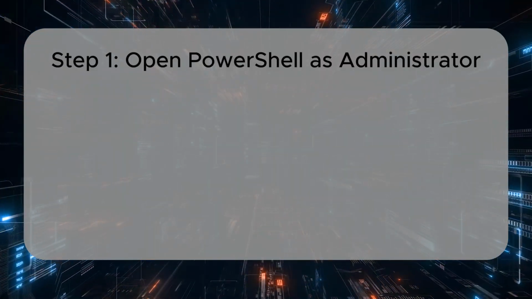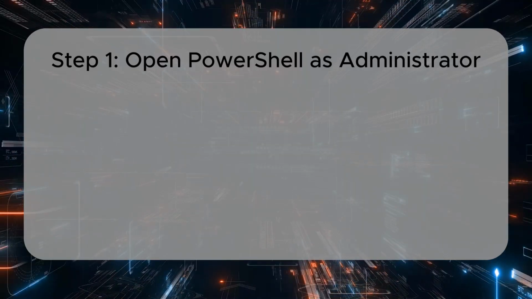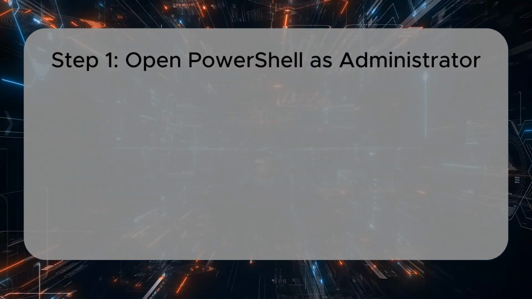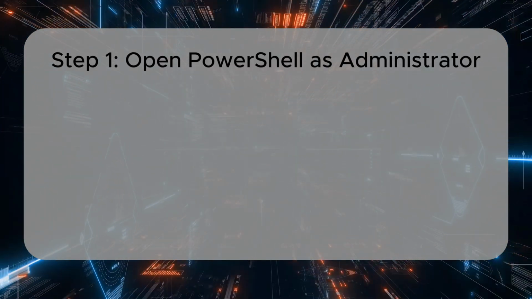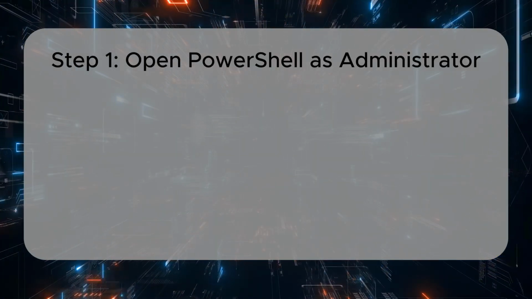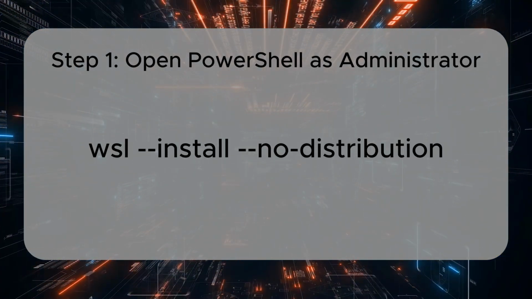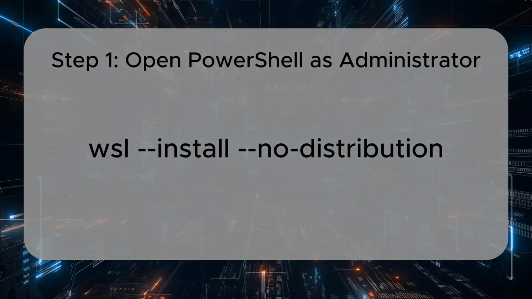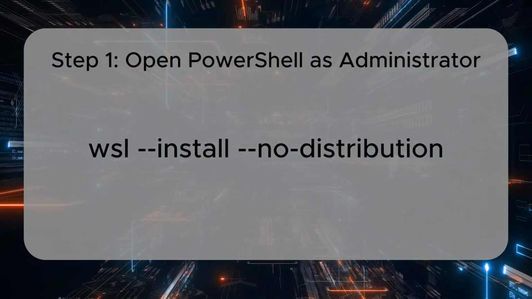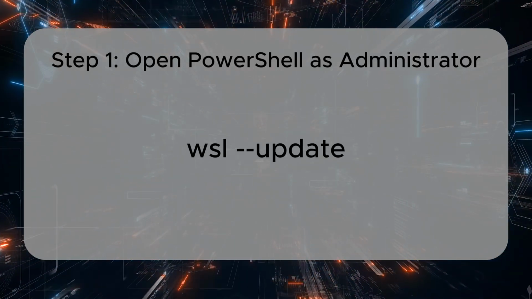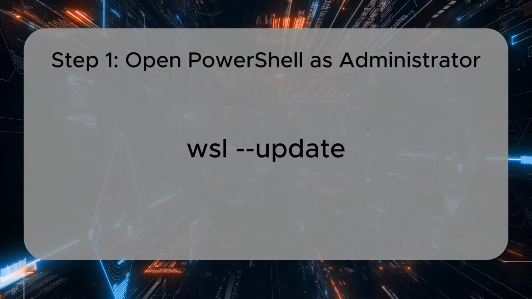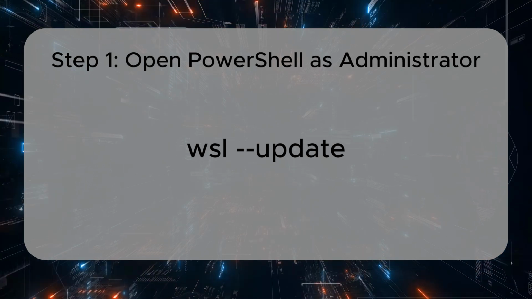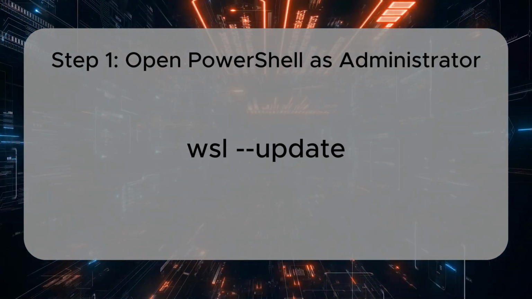Let's start the install. First, open the Start menu and search for PowerShell. Right-click it and choose Run as Administrator. On screen, I'm going to run this command, wsl --install --no-distribution. This installs the WSL features without immediately installing a Linux distro. After that, run wsl --update. If Windows asks you to reboot, go ahead and restart your PC. Then come back to PowerShell.